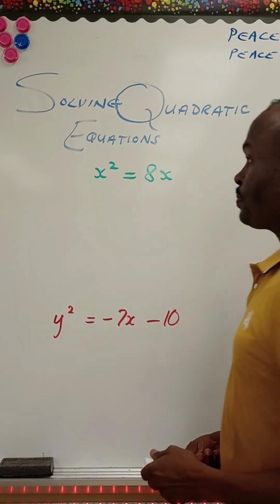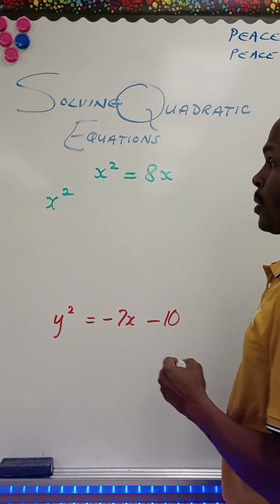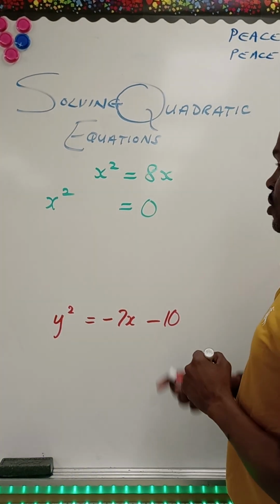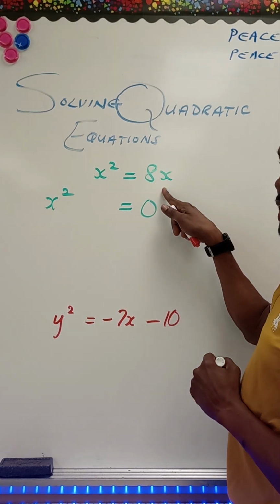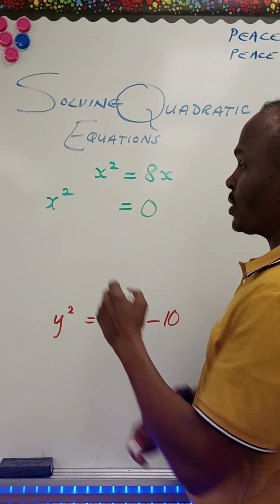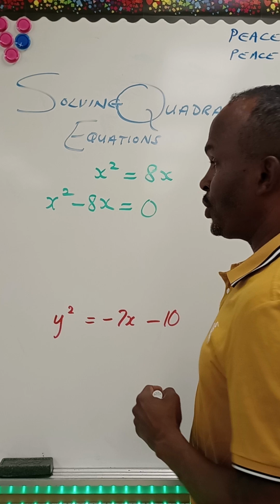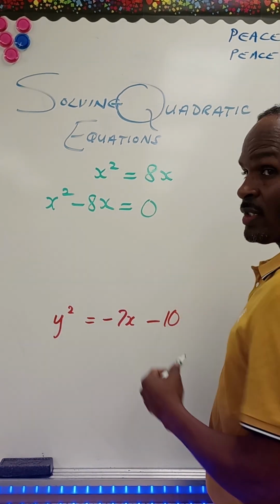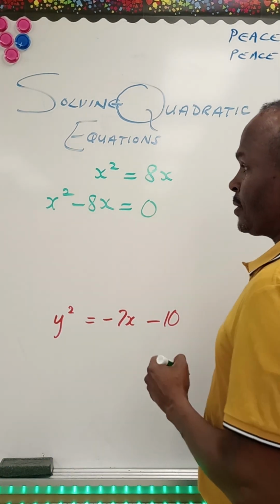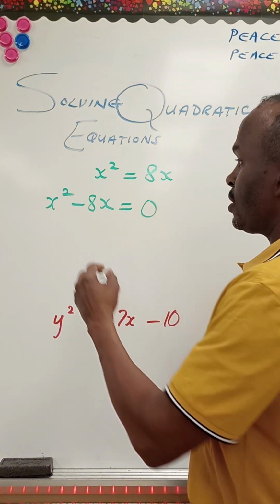So what we're going to do, we're going to write back the x squared, write back equal to zero, and we're going to cross this 8x from right to left. It is positive, and when you cross it from right to left over the equal sign, it becomes a negative 8x. From there, you're going to factorize the left hand side because now it's in standard form. We're going to see what is the highest common factor for the two terms. The highest common factor for the two terms would be x.